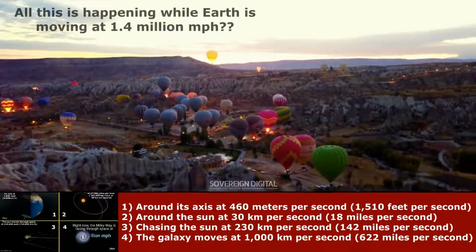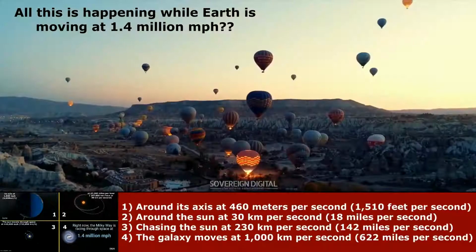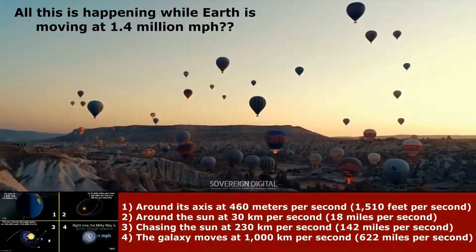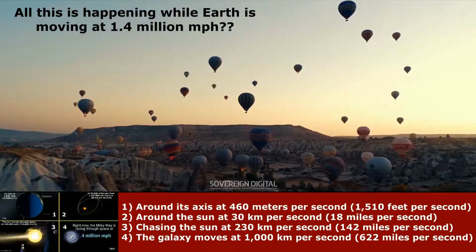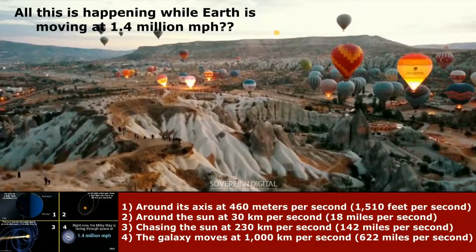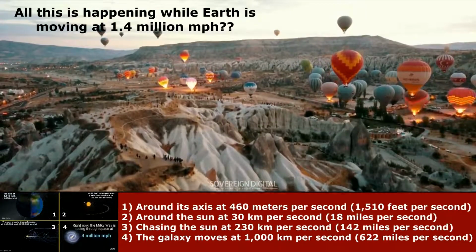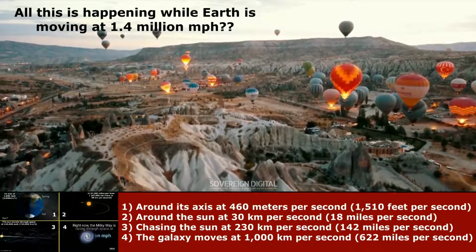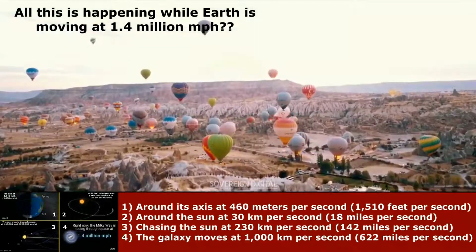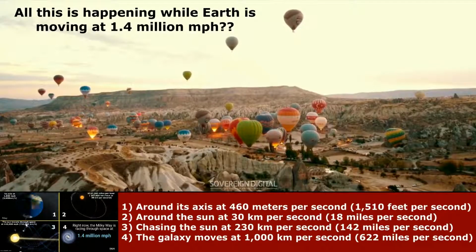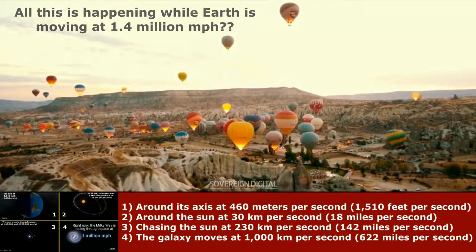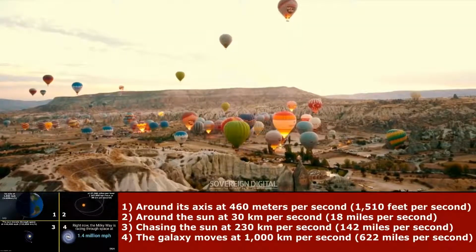We do not observe any movement of the Earth at all. It's not observable, it's not detectable because it's not moving. Just look at those beautiful images of Cappadocia in Turkey, where they have this hot air balloon festival. You just see how everything is calm and the balloons are flying over that region. Earth is not moving at 1.4 million miles per hour.